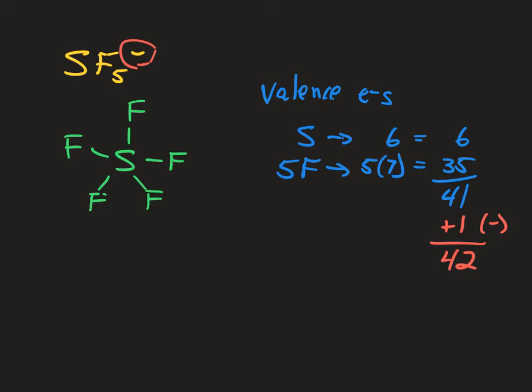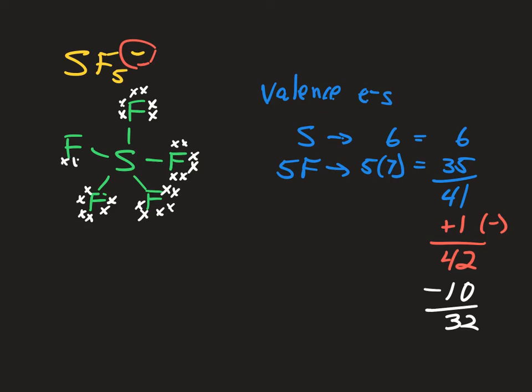Because of bonding, we've already accounted for 10 of those, leaving us 32 to distribute. And we start around our fluorines on the outside. Since they already have 2, we can add 6 around each one. 6 times 5 will be 30 electrons. That accounts for 30 of them, leaving 2, and so that gives us an unshared pair on the sulfur.